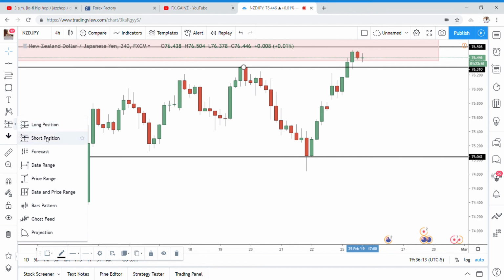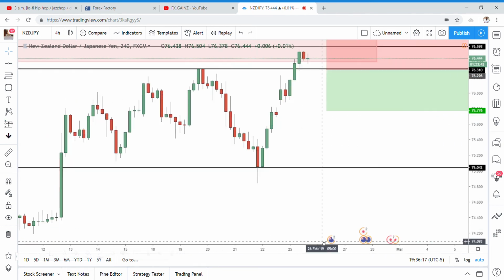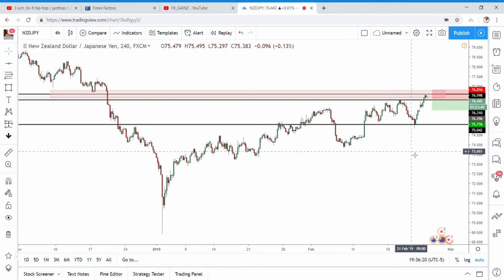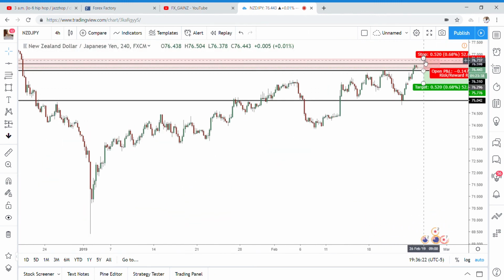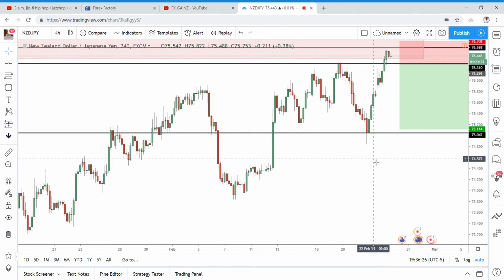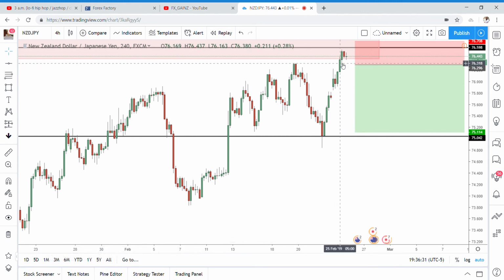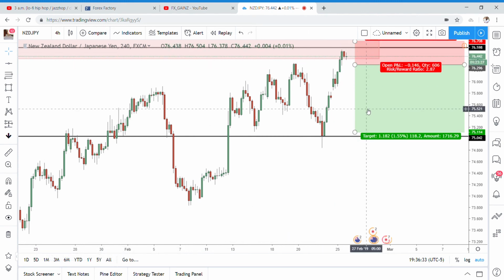So this is how my trade looks like. Sorry. Anyway, this is how my trade looks like with the New Zealand dollar, Japanese yen. I'm looking for New Zealand dollar weakness. And that's it. Sorry about the video if it seemed a little unorganized, but that's what I'm in. Doing my analysis on other pairs right now.